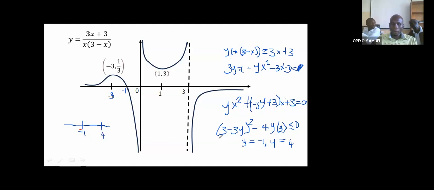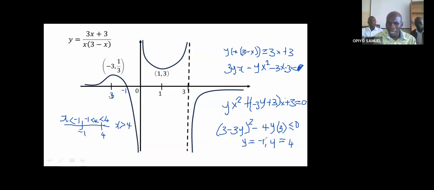So we shall have here x less than -1, -1 less than x less than 4, and finally x greater than 4. So these are the intervals because you are solving inequalities.